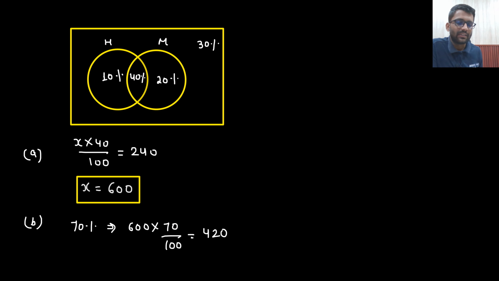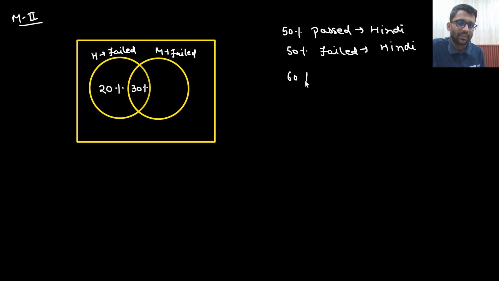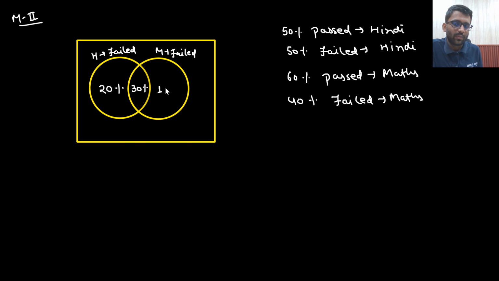Now 60% passed in maths. That means 40% failed in maths, right? 40% failed in maths. Say yes or no. So 30% failed here, so this would be 10%. Are you agreeing to my point? And what are all these? 30 plus 20 plus 10, that means 60%. So these are 60%.